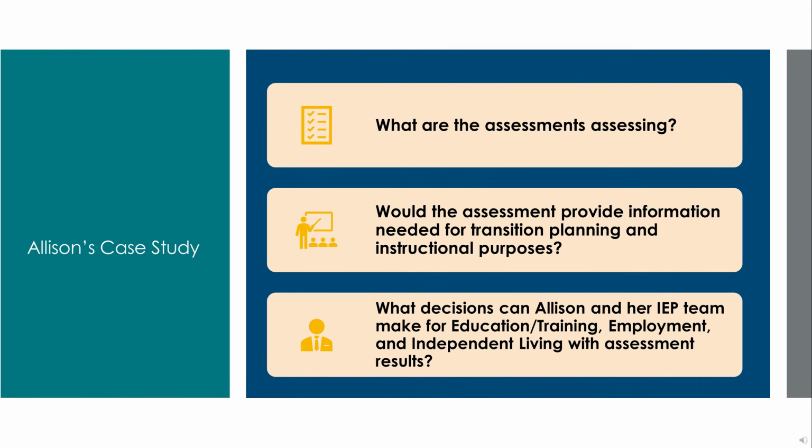As you read Allison's case study, keep these questions in mind. What are the assessments given and what are they assessing? Would the assessment provide information needed for transition planning and instructional purposes? Identify those areas. What decisions can Allison and her IEP team make to help with the development of the measurable post-secondary goals for education, training, employment, and/or independent living? Please take some time to read the example case study about Allison.